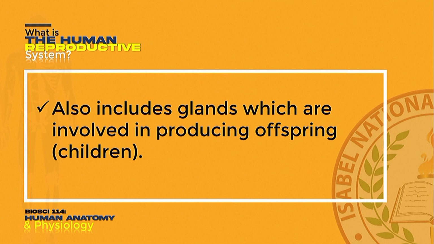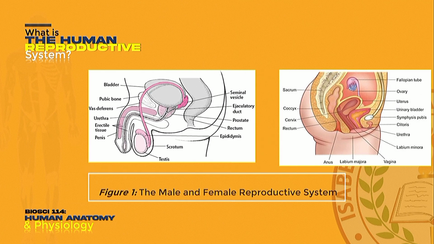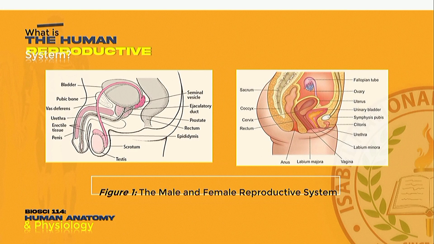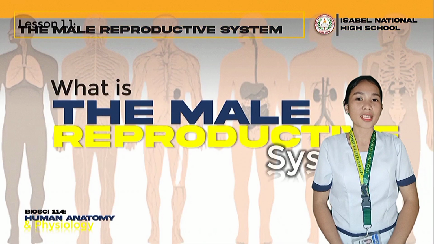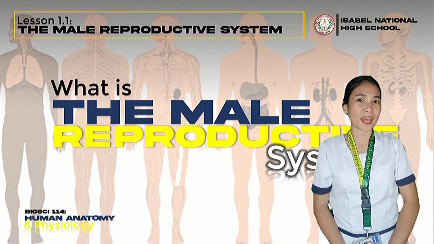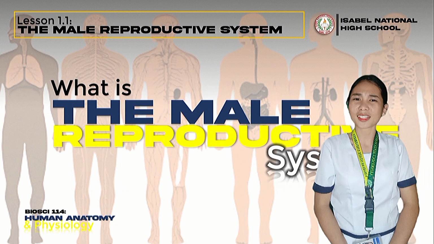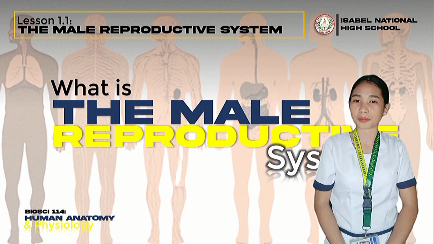Here are some illustrations of the male and female reproductive system. Now let us proceed to the male reproductive system. Let me ask you class, what do we mean by the male reproductive system? How does it differ from the female reproductive system?